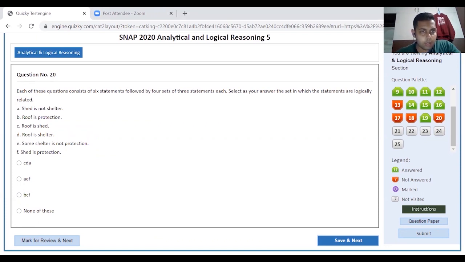Shed is not a shelter. Roof is a protection. Roof is a shed. Roof is a shelter. Okay. Roof is a shed. Roof is a shelter. Shed is not a shelter. Some shelter is not protection. Shed is protection.